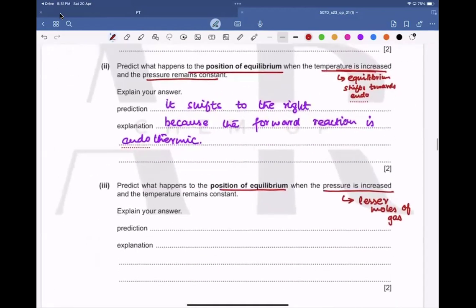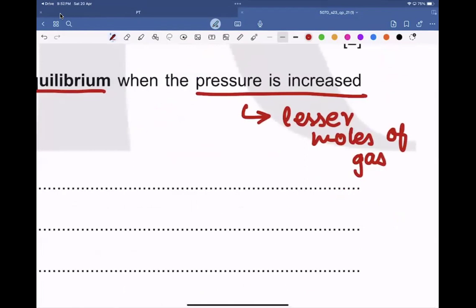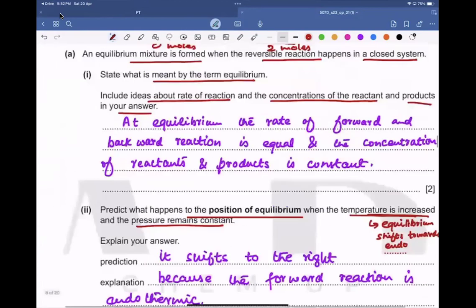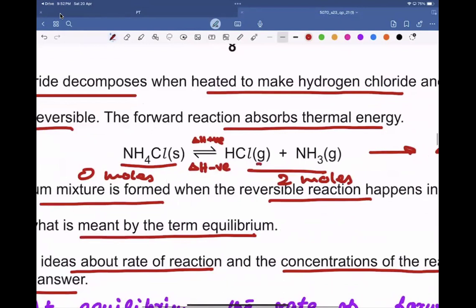See, you need to remember this point. If the pressure is increased, equilibrium shifts towards where there are lesser moles of gas. And if we decrease the pressure, then equilibrium shifts towards the side where there are more moles of gas. So we have to see where the lesser moles of gas are. If you see, this is gas, this is gas. So on the product side, we have 2 moles of gas, but on the reactant side, there is no mole of gas. So the pressure is increased, so the equilibrium shifts towards the left.